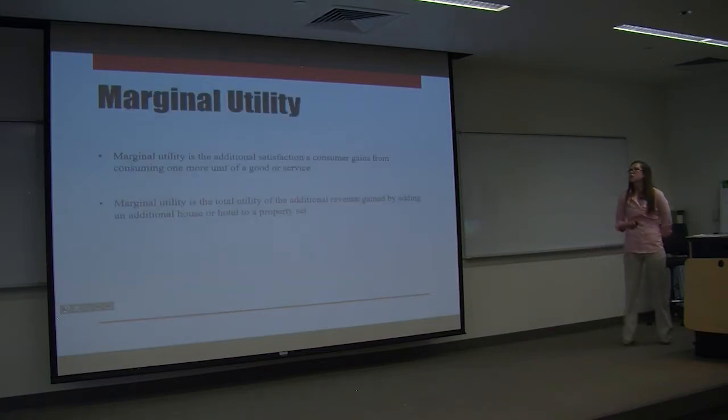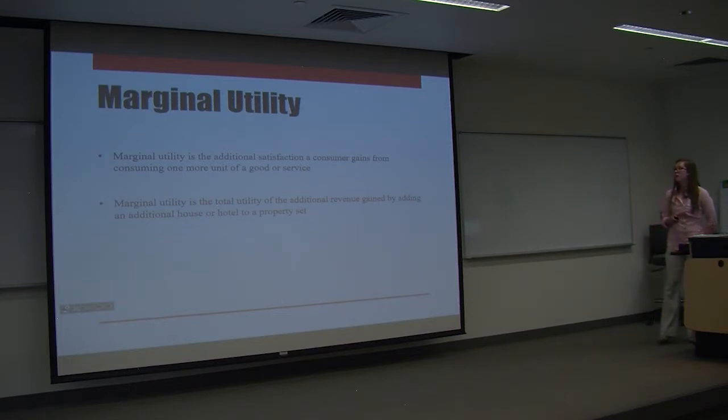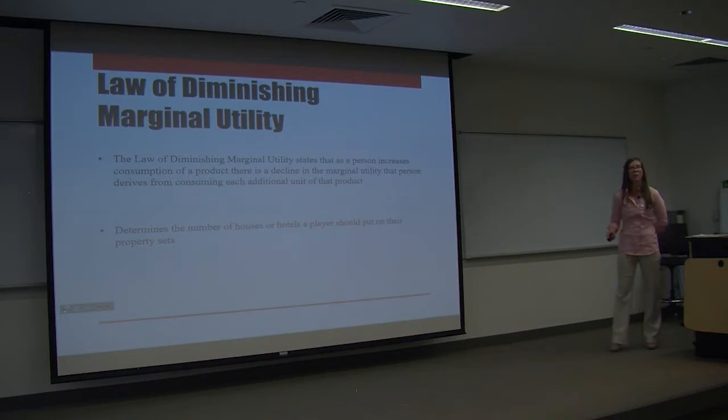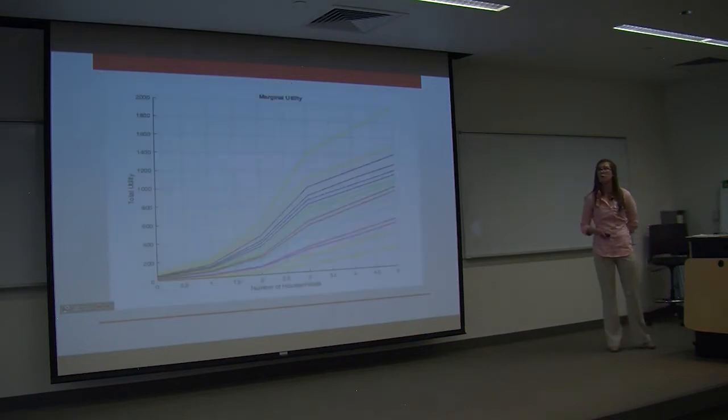So the last thing I looked into is marginal utility, where marginal utility is the additional satisfaction a consumer gains from consuming one more unit of a good or service. Marginal utility is then the total utility of the additional revenue gained by adding an additional house or hotel to a property set. I then used the law of diminishing marginal utility, which states that as a person increases consumption of a product, there is a decline in the marginal utility that person derives from consuming each additional unit. So basically, I use this to determine how many houses you really should put onto a property set.